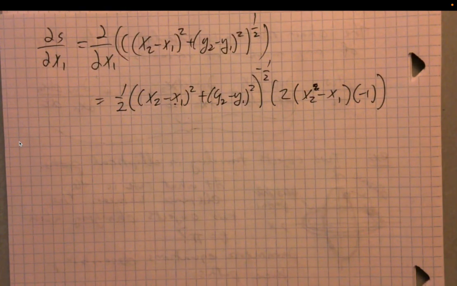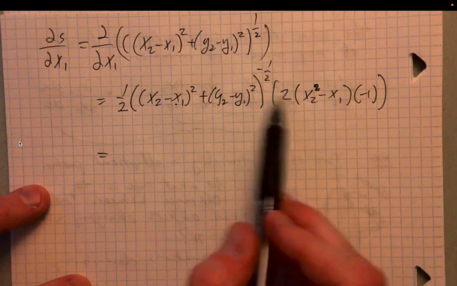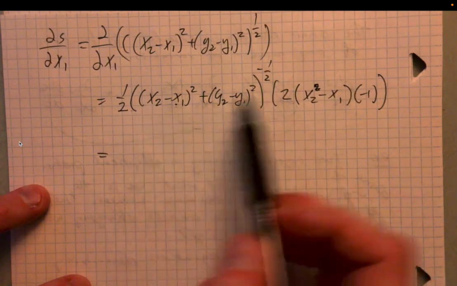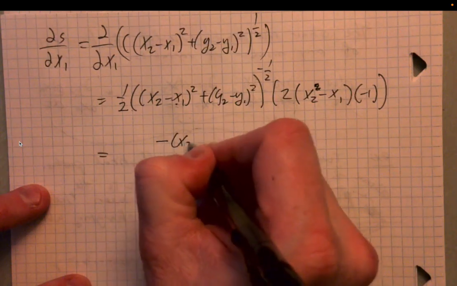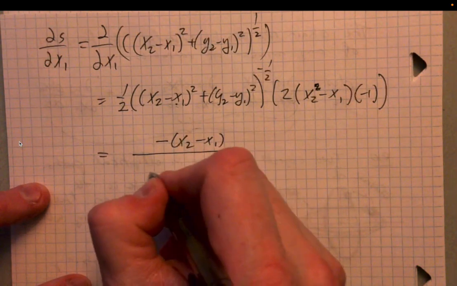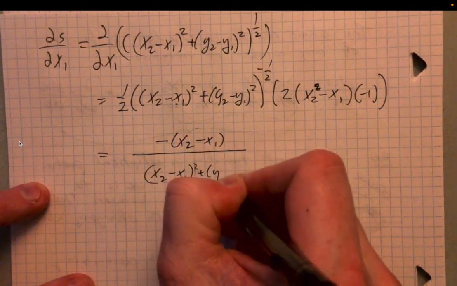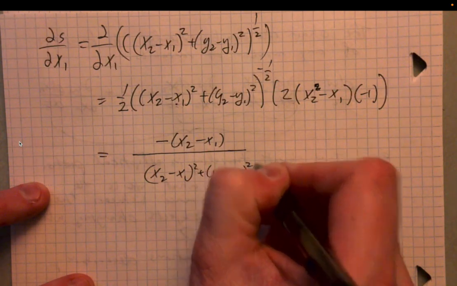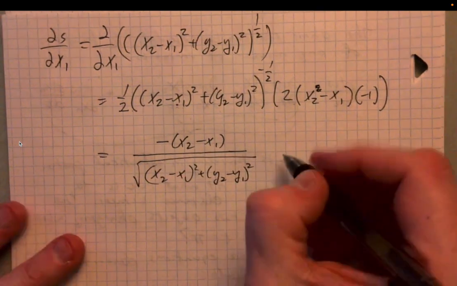Okay, and this cleans up nicely. It's a mess right now, but you can see that the 2 and the 1/2 will cancel, so you'll have this on top: negative (x2 minus x1), all divided by the square root of this. Okay, and so it looks like that.